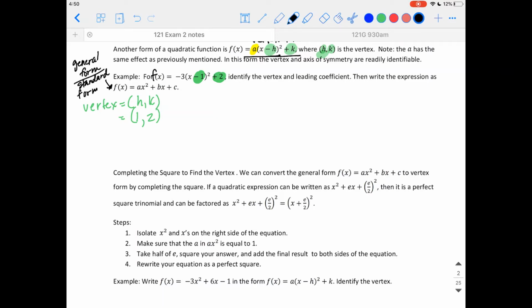The next thing it says is the leading coefficient. My leading coefficient is the number being multiplied in front of the parentheses. So my leading coefficient is going to be -3. And here again, it's negative, so we have a downward parabola.